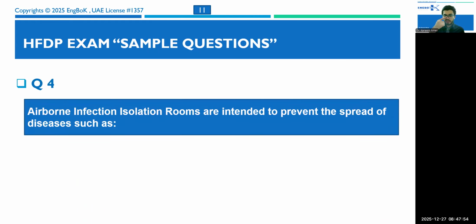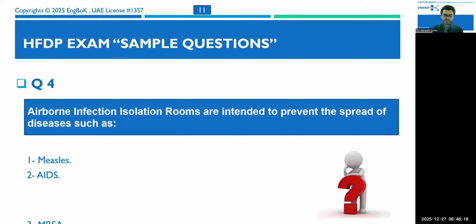Question number 4 is about the airborne infection isolation room, or AII room. This is a negative pressure patient room for people with infections. In order to prevent these infections from spreading in the hospital, you have to provide negative pressure. Diseases include TB, tuberculosis, measles, and so on. So the best option here is measles.